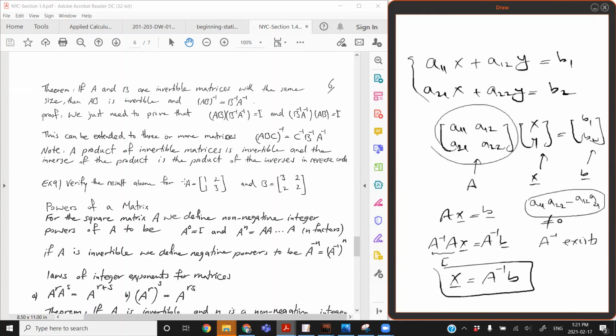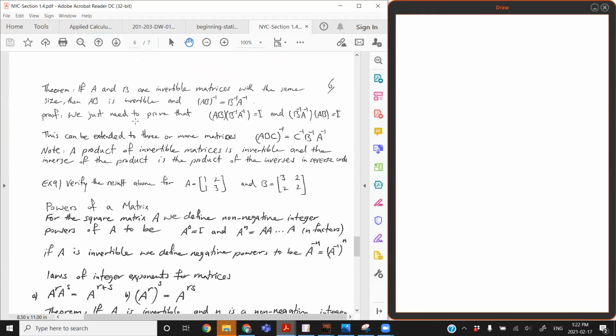The next theorem. If A and B are invertible matrices of the same size, then so is their product. So if A and B, both of them, are invertible square matrices, then A times B is also an invertible matrix, and the inverse of A times B can be proved to be B inverse times A inverse.